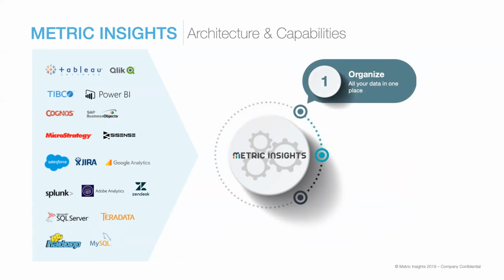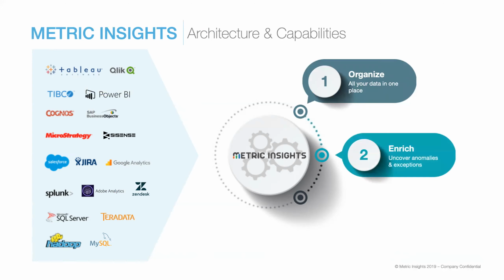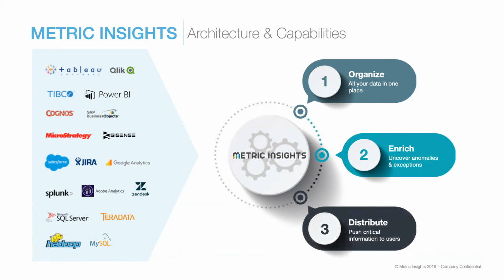The first is giving them the ability to organize all the data and content coming from those systems into one place. The second is to help users figure out what's important in that data by enriching it to uncover different anomalies and exceptions that might be happening so that we can focus the users onto the right data at the right time. And then the third thing we do is ensure that we're actually pushing that information to users, not relying on them to manually track these reports and dashboards every day or these metrics every day. If something unusual happens, we want to push it to them and let them know about it.